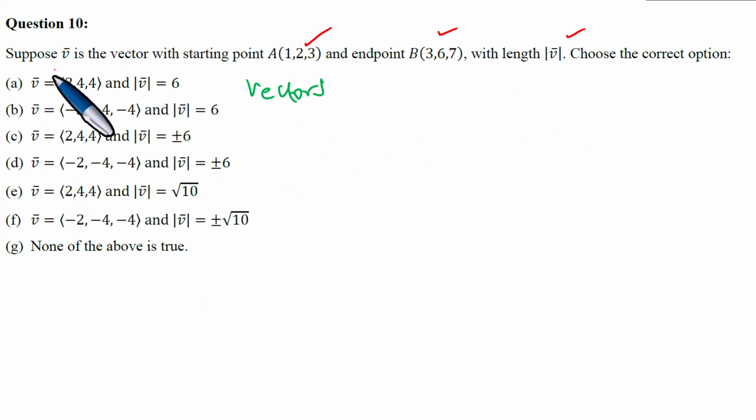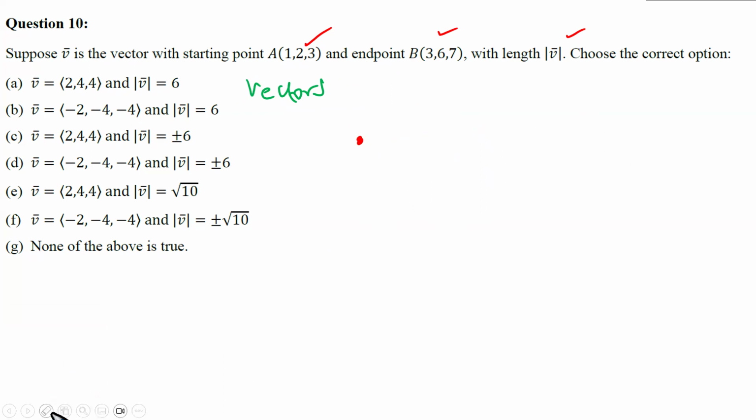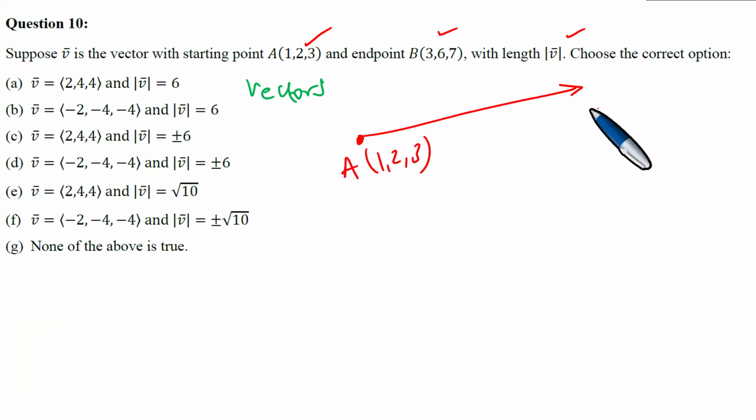Note that V is a vector with a starting point. So the examiner is saying there is a vector with this starting point and that end point. Let's do this nicely. I want to have a rough sketch here. What is the starting point? It's 1, 2, 3. What is the end point? The end point is B with the coordinates 3, 6, 7, like so.